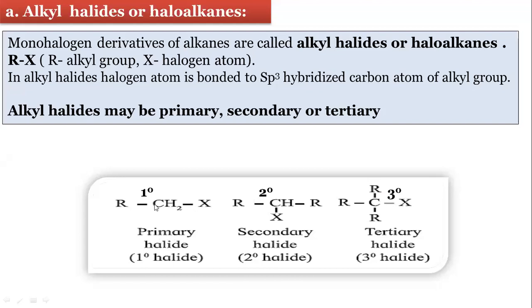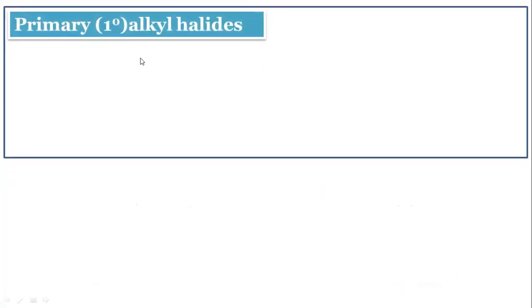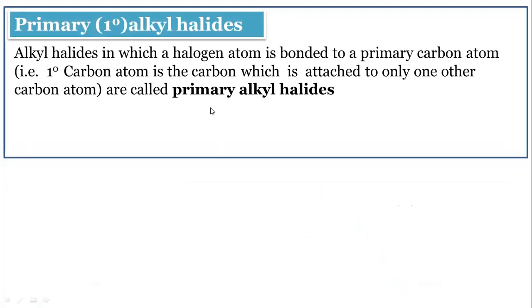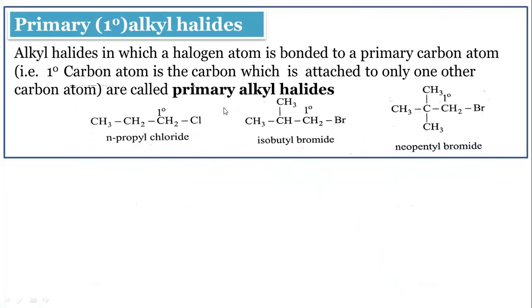So we are discussing primary alkyl halides. In case of primary alkyl halides, the X is attached to the primary carbon atom. This carbon atom is primary, this carbon atom is secondary, and this carbon atom is tertiary. Further, I will explain what is meant by primary, secondary, and tertiary carbon atoms. In 11th standard, we already discussed these, and I have also given some examples in this slide. I will explain in short what is meant by primary alkyl halide.